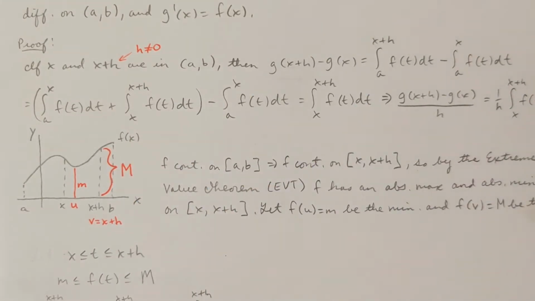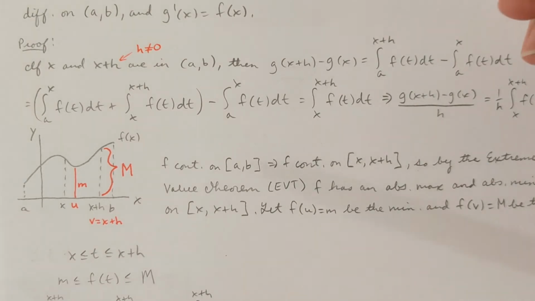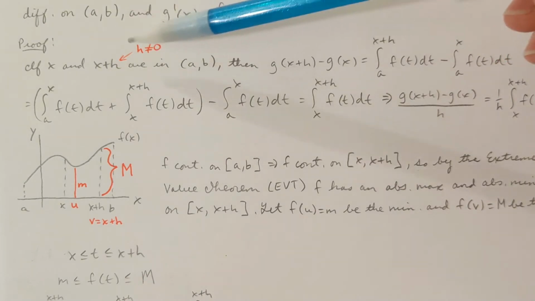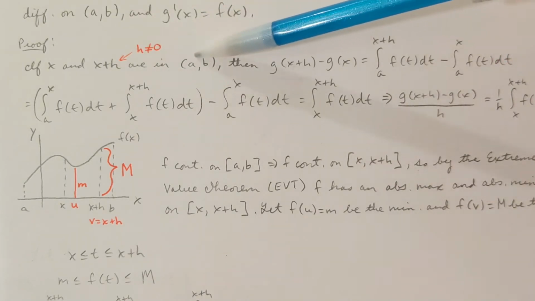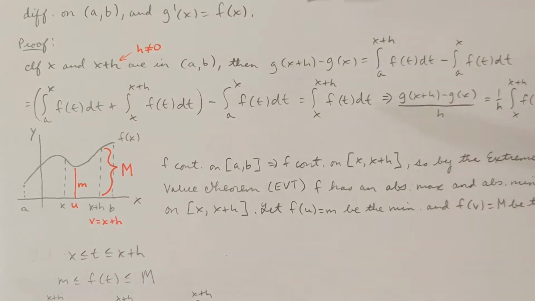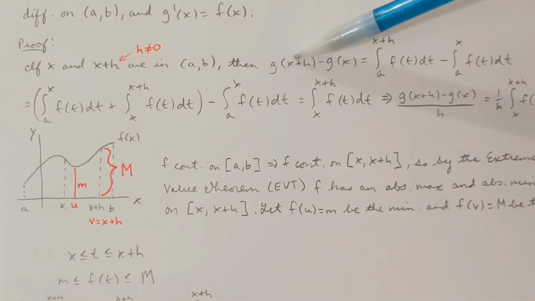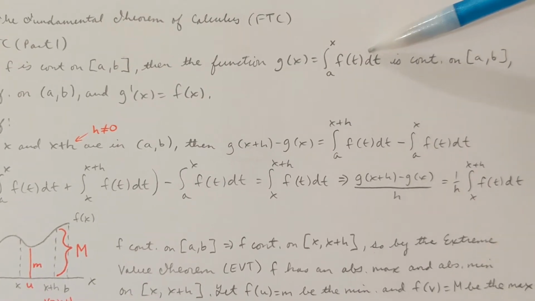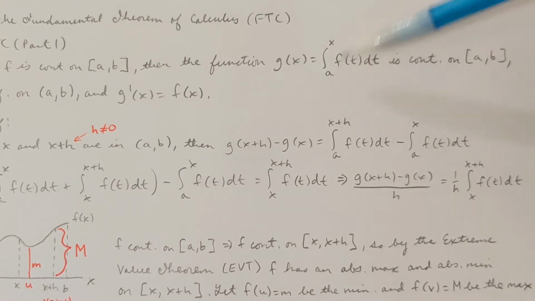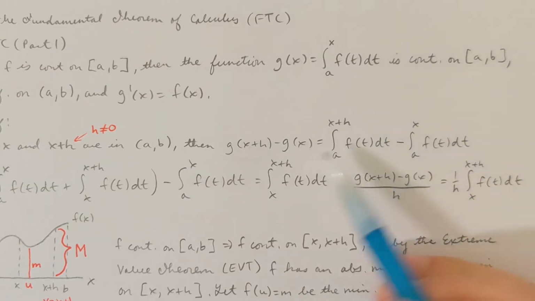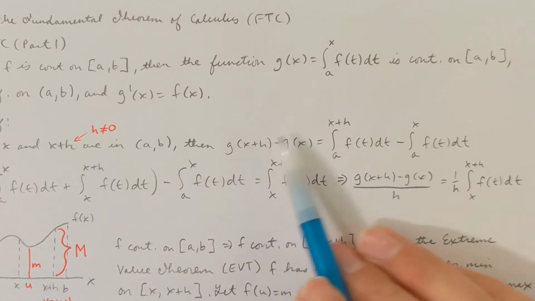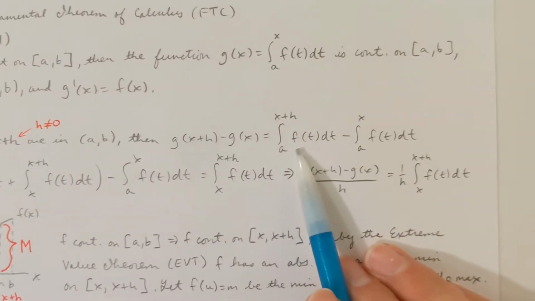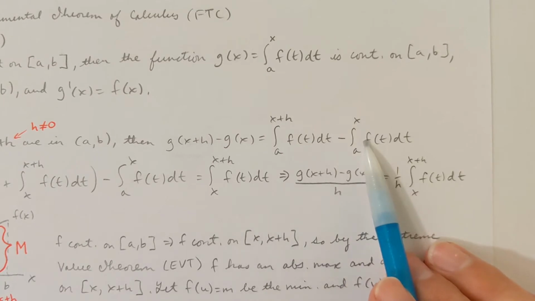So here's a proof of that, and this is from the book. It says that if x and x plus h, where h is not 0, are two numbers in the open interval ab, then consider g of x plus h minus g of x. Well, g of x is this integral here. So like any other function, there's input values and output values. x is the upper bound, so I'm going to replace x with x plus h, and then I'm subtracting g of x.